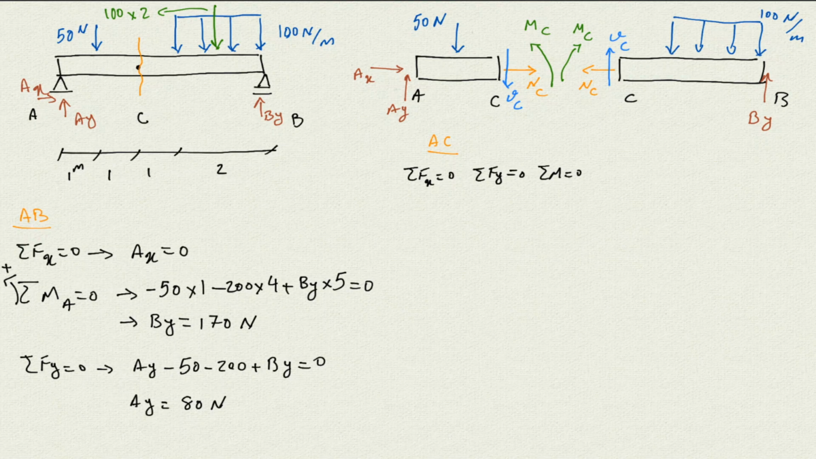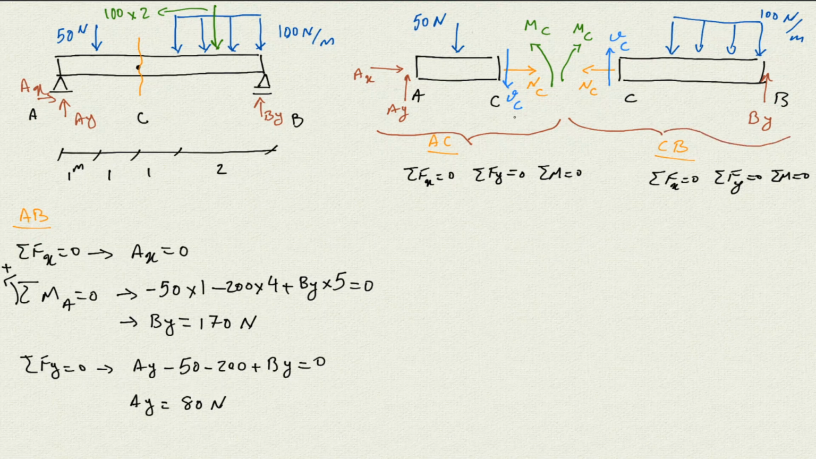Or we go ahead for section CB, and we write the 3 equilibrium equations again. We can write sigma Fx = 0, sigma Fy = 0, or sigma M = 0 for either of these two. So we can write this section for this half, or we can write it for this half.